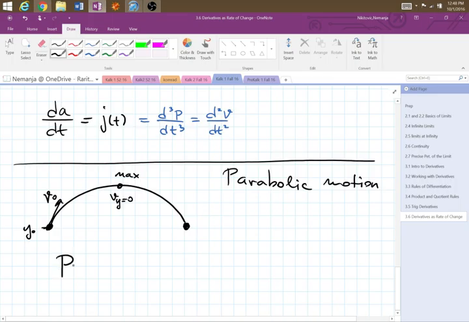So the position function for something like this is going to be negative 1/2 gt squared plus v0t plus y0. That is the position function for the parabolic motion. Now this can be very easily obtained using a differential equation and integration, which you are going to learn in the calculus class, and then you get to use these later on.